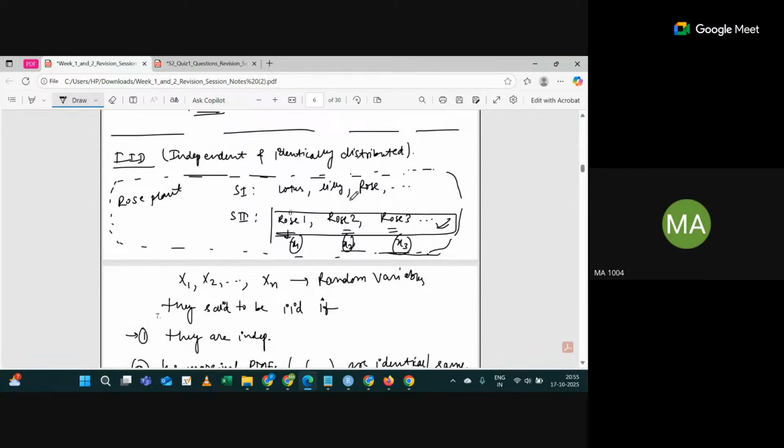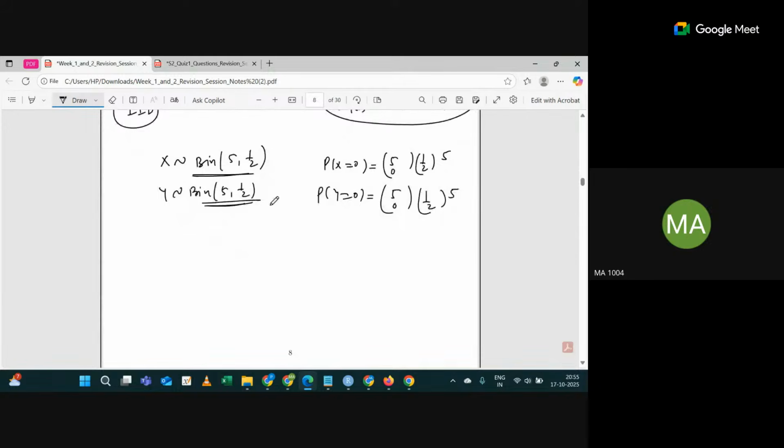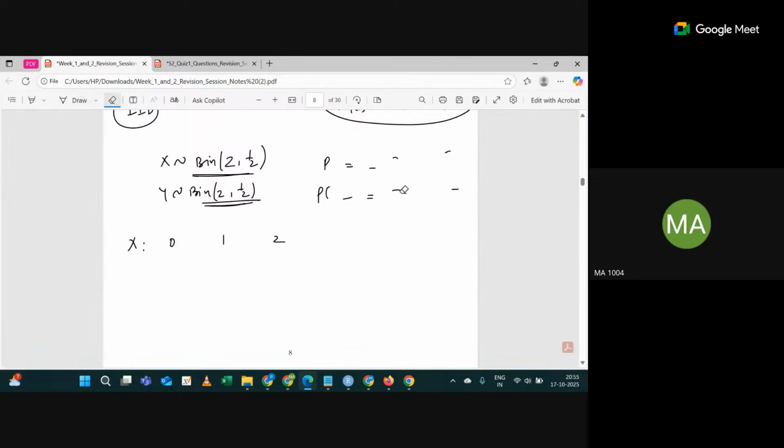But here the probability is not identical, in binomial it would still be different, because each one will have 5C1, 5C2, 5C3. Wait, one second. If I write x as 0, 1, 2, let's make it 2 only, just for simplicity, to avoid complications. Tell me what you will write for probability x equal to 0.